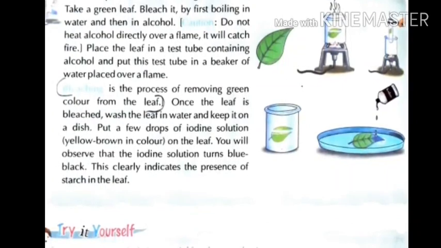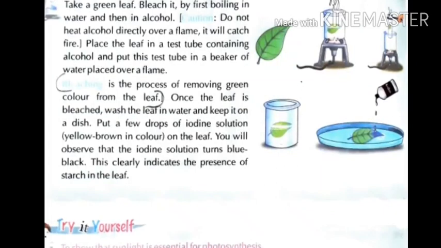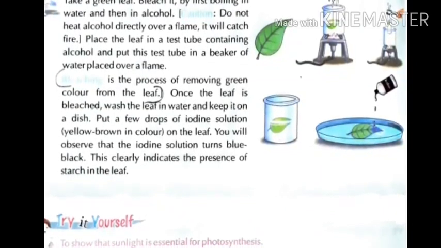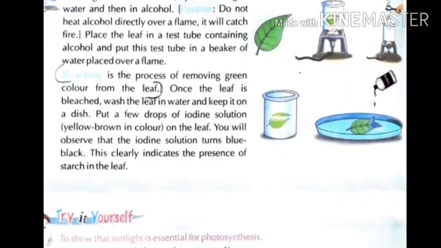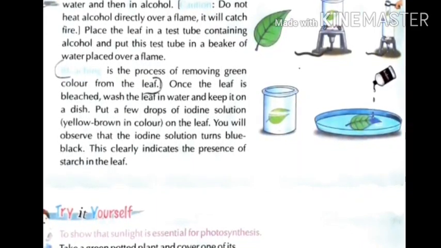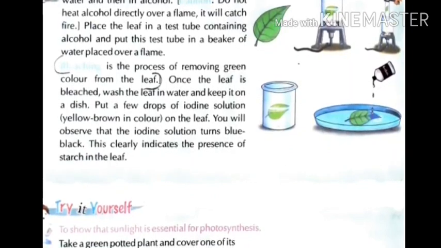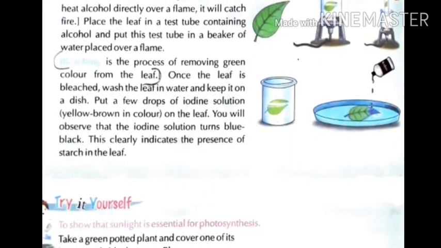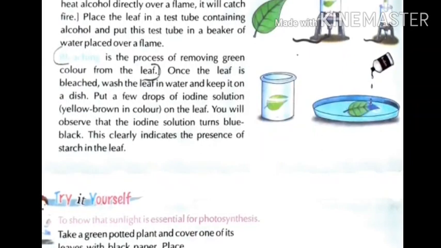Now see, do not heat alcohol directly over a flame because it can catch fire. Place the leaf in the test tube containing alcohol and put this test tube in a beaker of water placed over a flame. Bleaching is a process of removing green color from the leaf. Once the leaf is bleached, wash the leaf in water and keep it on a dish.